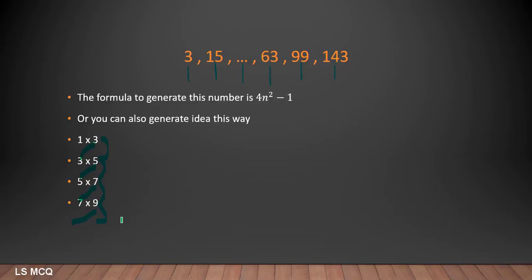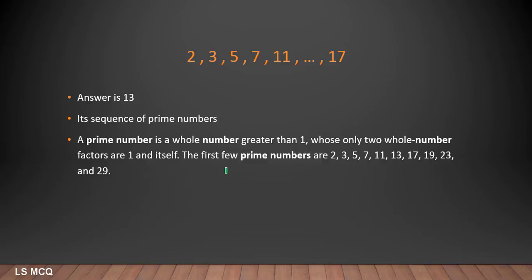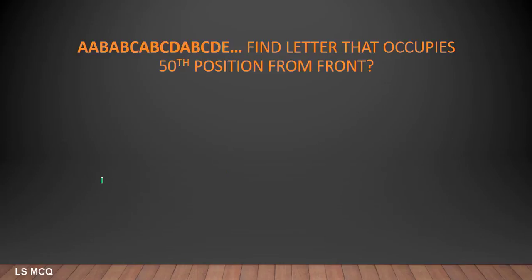I hope you are getting the pattern here. It's 9 into 11. It's 2, 3, 5, 7, 11, 17. The answer is 13. It's as simple as that. The pattern here is that it is the sequence of prime numbers. A prime number is a whole number which is greater than 1 and whose only two whole number factors are 1 and itself. Let's move on to the next question.